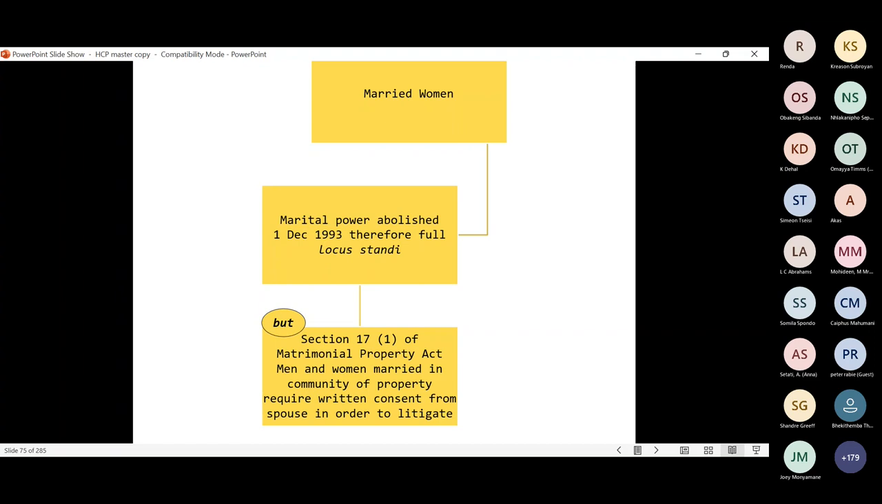So if you're married in community of property, in terms of Section 17(1) of the Matrimonial Property Act, men and women who are married in community of property require the written consent from their spouse in order to litigate. There are exceptions.